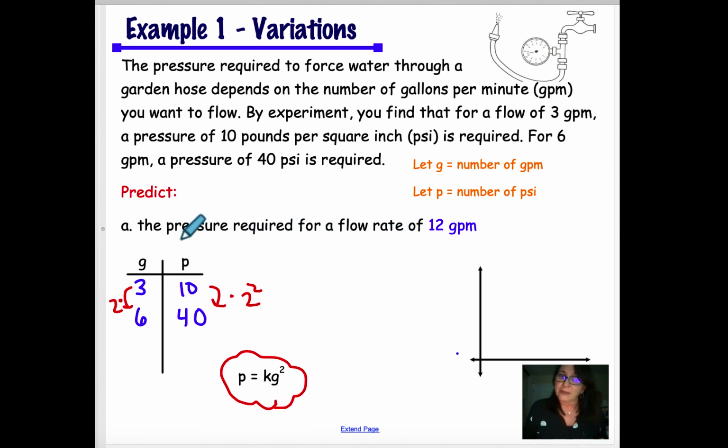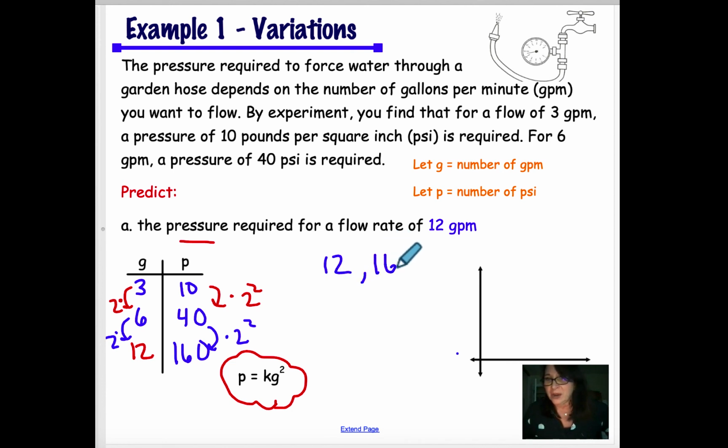But if I want to find the pressure for a rate of 12 GPM, so that's my 12 right here, is that going to work if I go 6 times 2? That's 12. See, so I'm multiplying by that same value. But on the right, I'm going to take that 40 and multiply it again by 2 squared. So that's going to be 160. So if it's asking for the pressure required for a flow rate of 12 gallons per minute, the answer is going to be 160 PSI, that's my pressure.